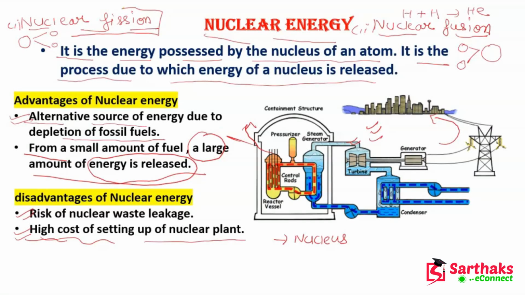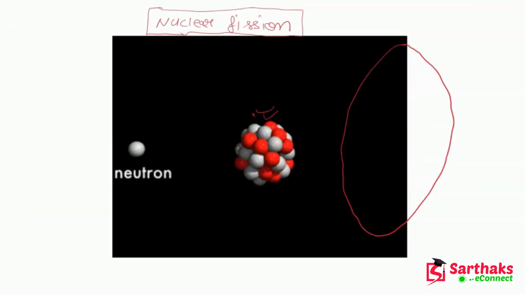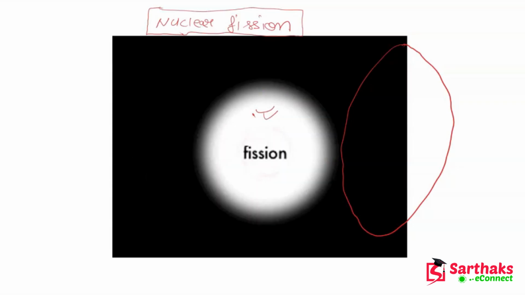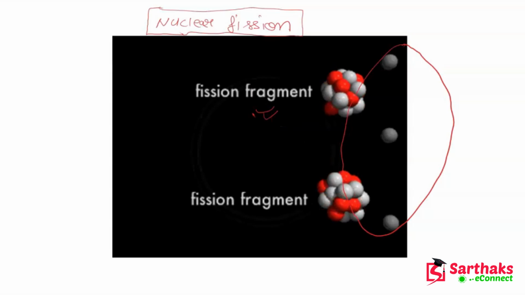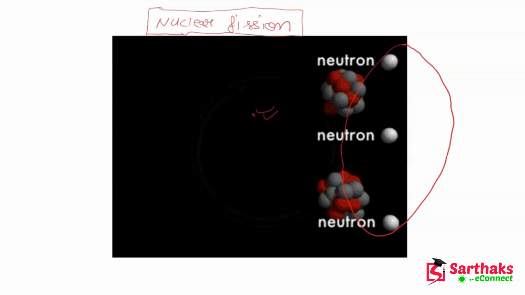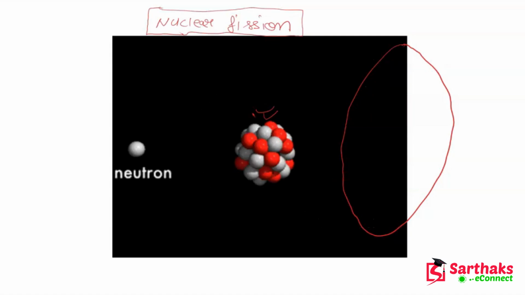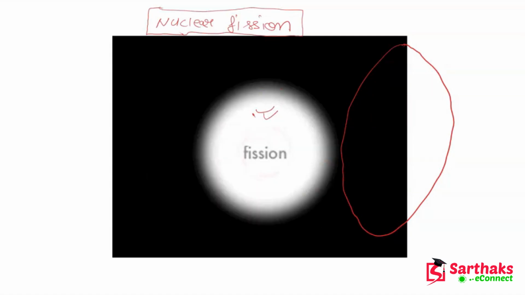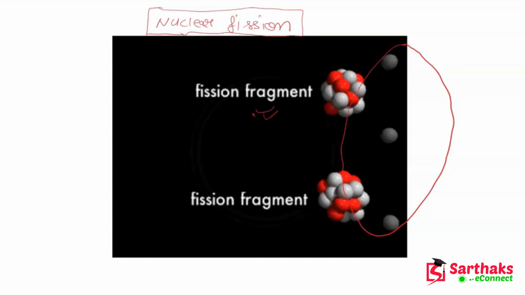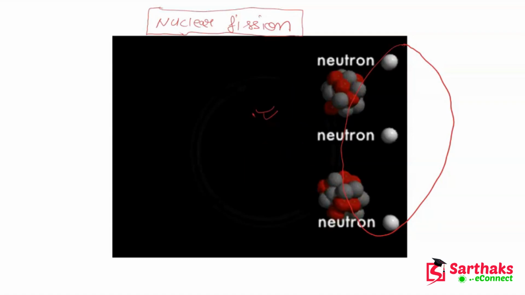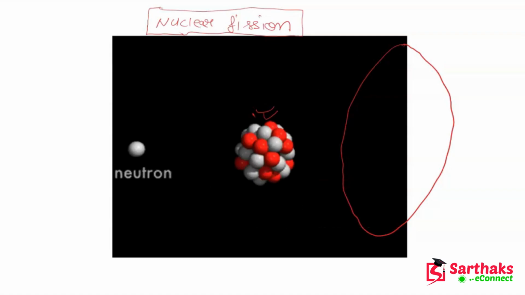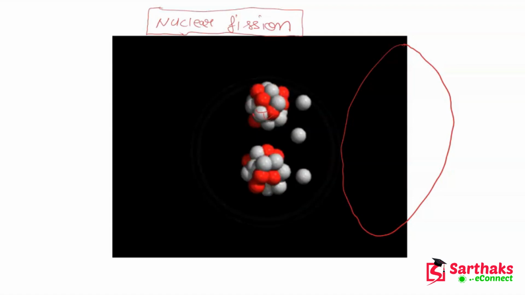I hope guys these two reactions are clear to you. Then we also understood this with the help of this GIF. Here you can see one neutron is bombarded into this nucleus, and it is decomposing this nucleus into two parts. With these two parts we are also getting three neutrons, and these three neutrons will continue this reaction.